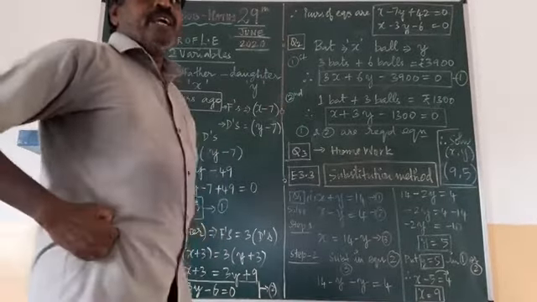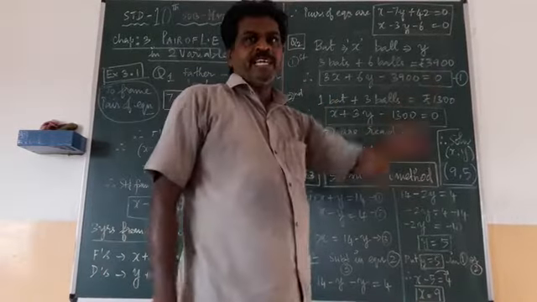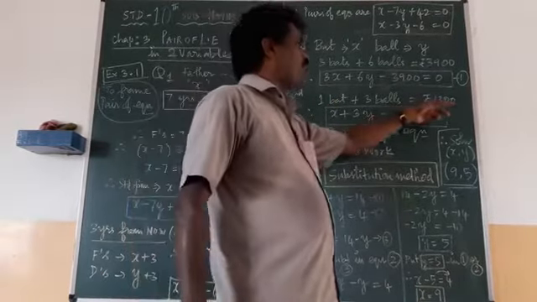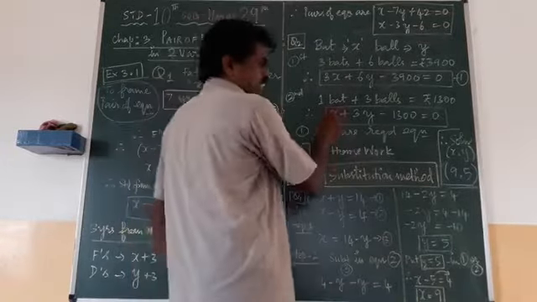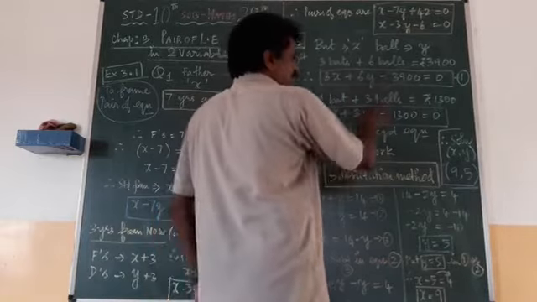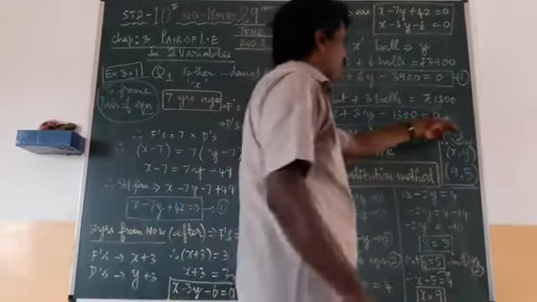Second condition they are given. Once again he is going and buying another one bat and 3 balls extra. How much is he giving? 1,300 rupees he is giving. Convert into standard form. x, 1 means x only, 3 balls, 3 into y, minus 1,300. Here I am bringing it to the left hand side, equal to 0.